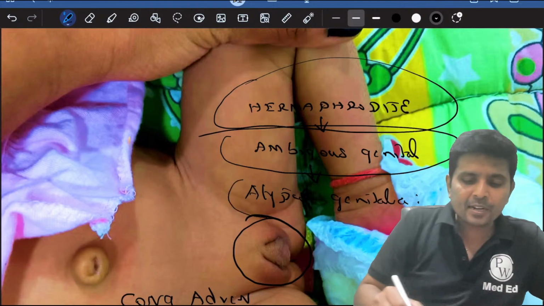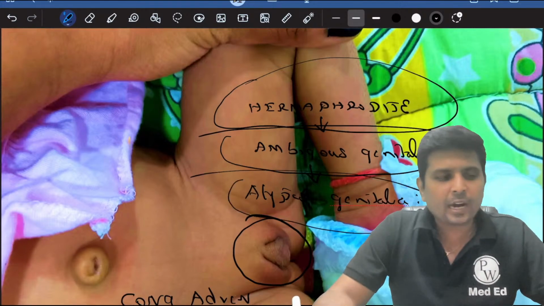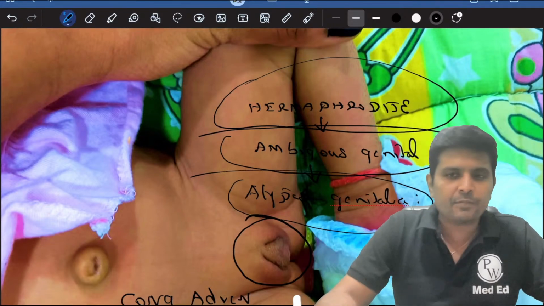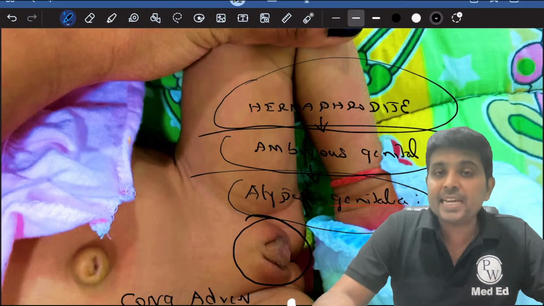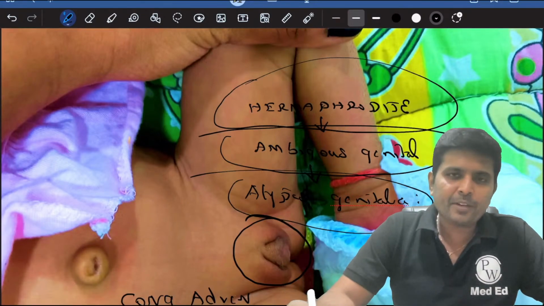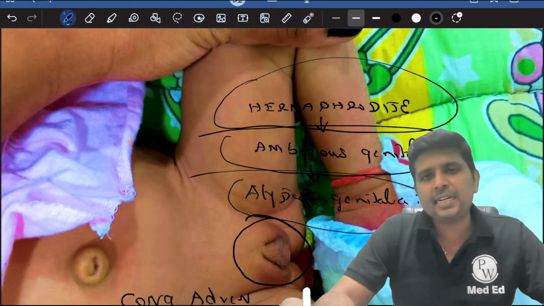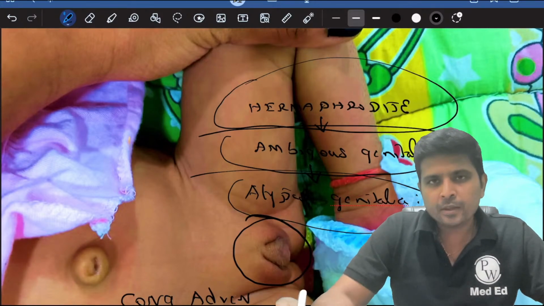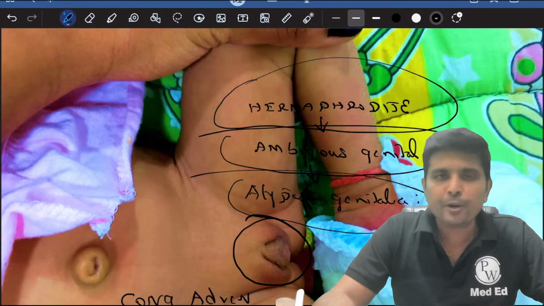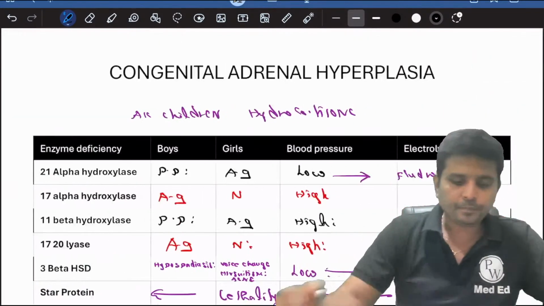is atypical genitalia. Whenever you have confusion with respect to identification of the sex of the genitalia, we will call it atypical genitalia. And remember, the most common cause for atypical genitalia is congenital adrenal hyperplasia, due to deficiency of enzymes involved in the adrenal biosynthetic pathway.